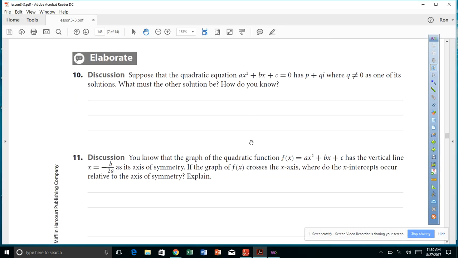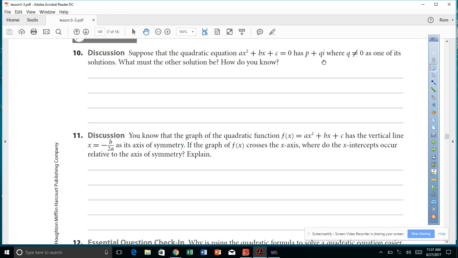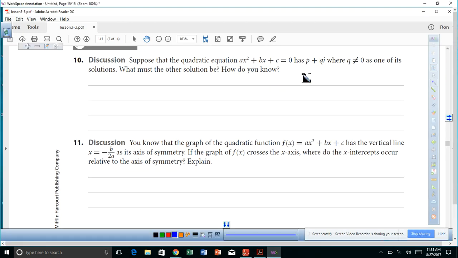Elaborate. Discussion. Suppose that the quadratic equation ax squared plus bx plus c equals 0 has p plus qi, where q is not equal to 0, as one of its solutions. What must the other solution be? So if it has p plus qi, it must have p minus qi as the other solution.